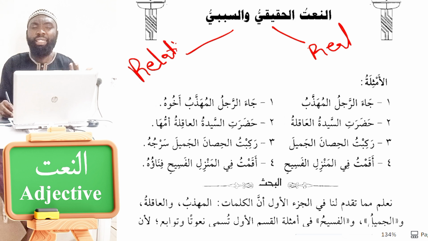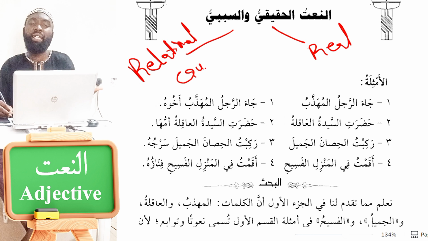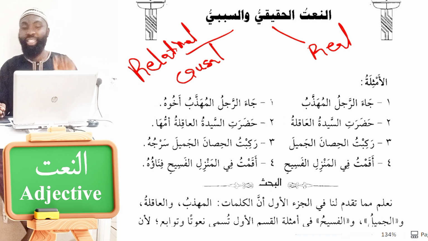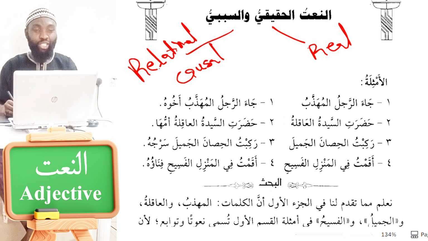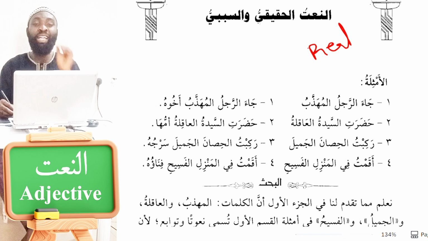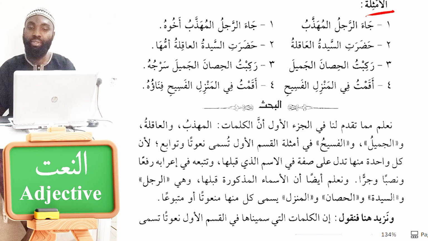As-sababi, we will simply call it the relational adjective, or we can even say the causal adjective. Why do we call the first one the real adjective? Let's see it from these two sections of examples that we have over here. The first section has four examples, and the second section also has four examples.